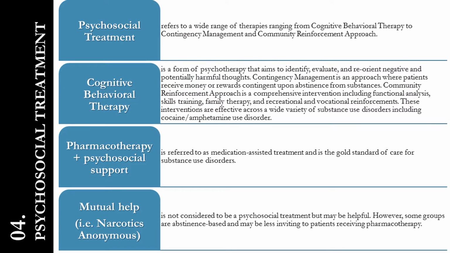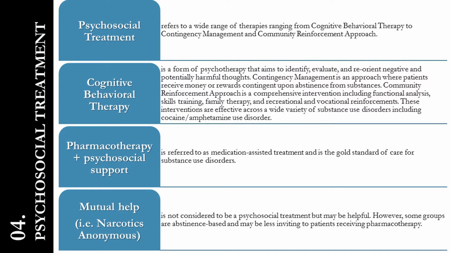Cognitive behavioral therapy is a form of psychotherapy that aims to identify, evaluate, and reorient negative and potentially harmful thoughts. Contingency management is an approach where patients receive money or other types of financial rewards contingent upon abstinence from substances. And community reinforcement approach is a comprehensive intervention which includes functional analysis, skills training, family therapy, and recreational and vocational reinforcements. These interventions are effective across a wide variety of substance use disorders, including for folks with cocaine and amphetamine use disorder.